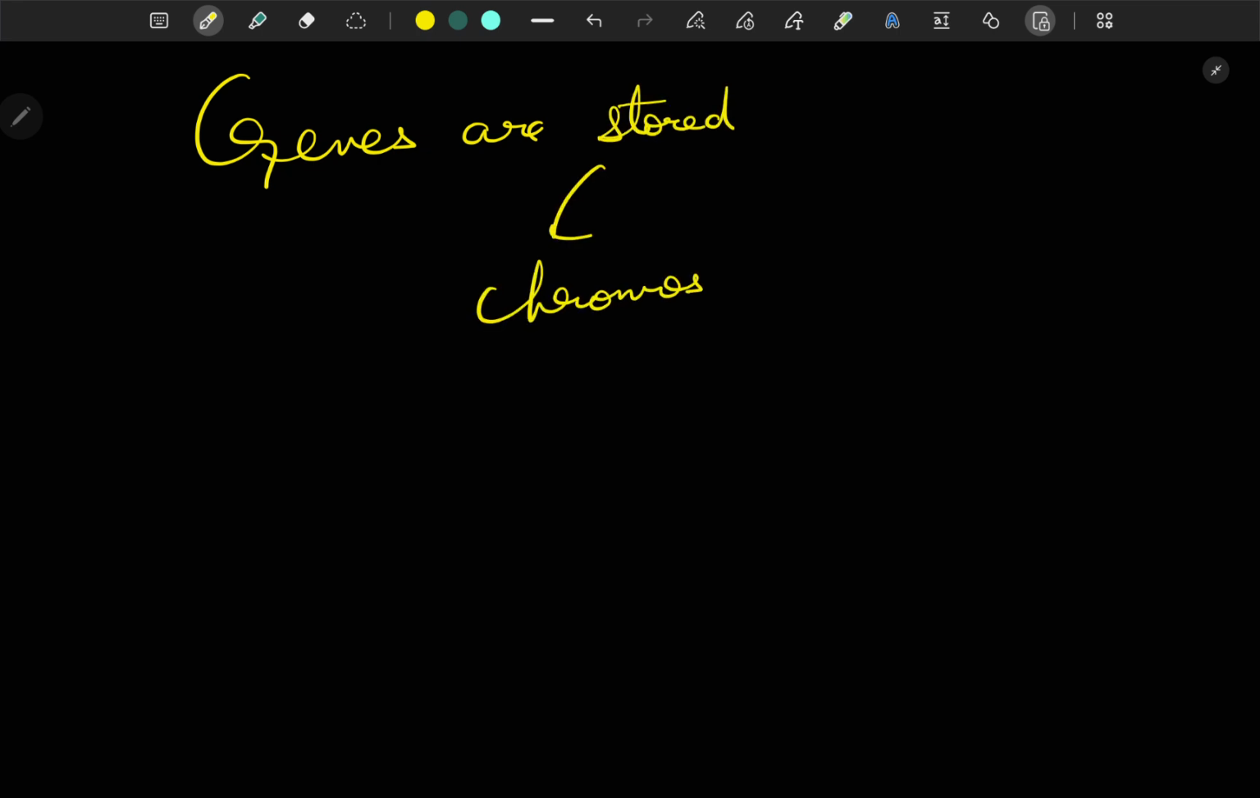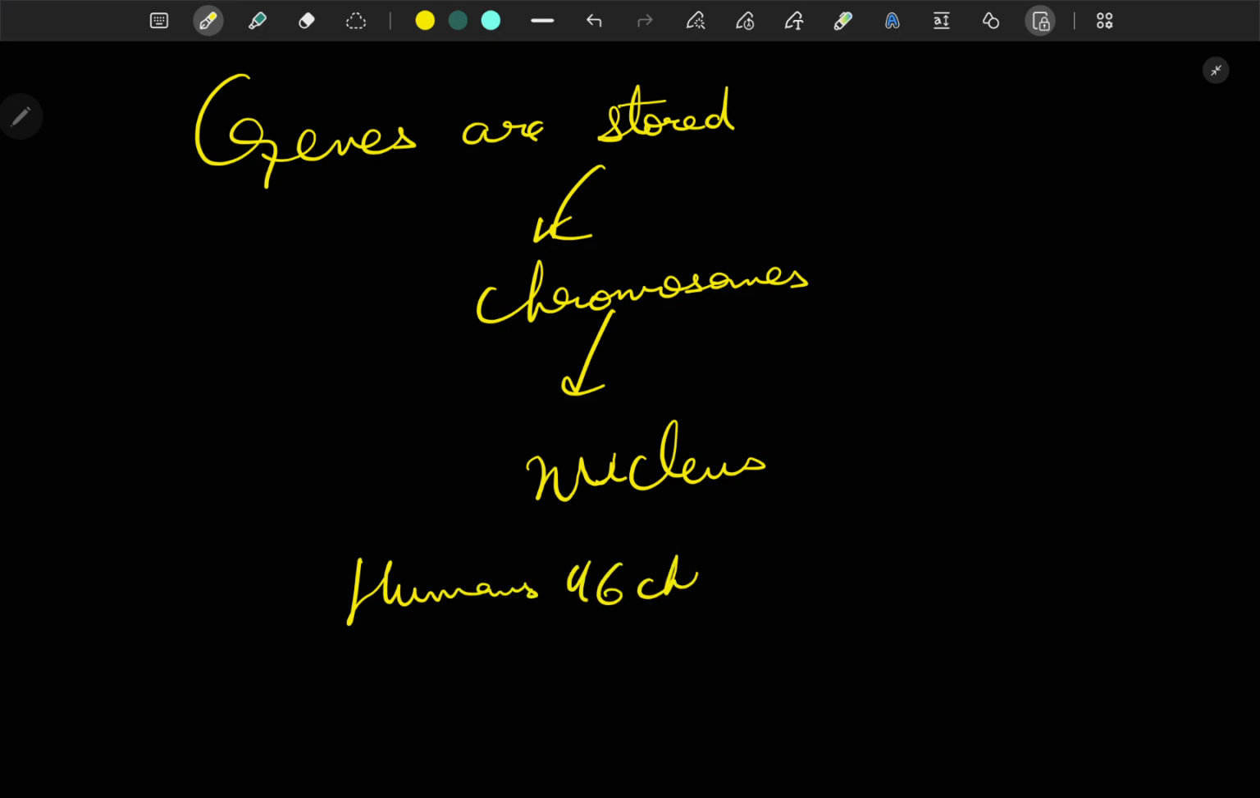Now, where are the genes stored? Genes are stored in chromosomes. Chromosomes are found in the nucleus. I've told you earlier that humans have 46 chromosomes in most body cells, the somatic cells, and only the cells which participate in sexual reproduction are called gametes.